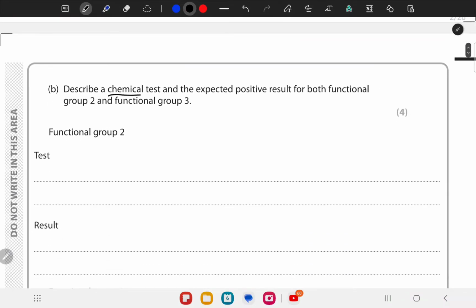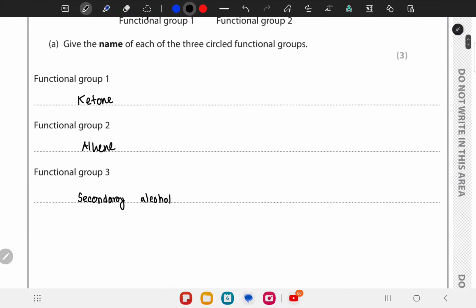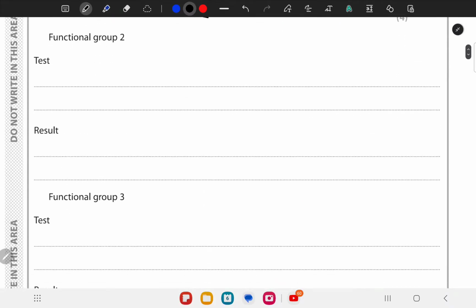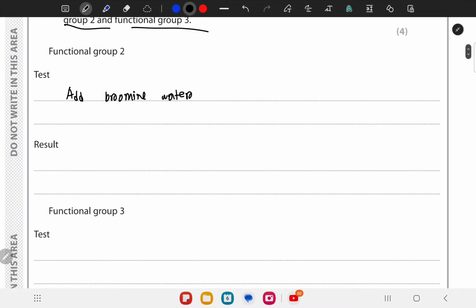Now we have to describe a chemical test and the expected positive result for both functional group 2 and functional group 3. So for functional group 2, which was an alkene, the test for alkene is to add bromine water. You can just write down bromine aqueous as well, and the result would be that it turned from orange to colorless or yellow to colorless.